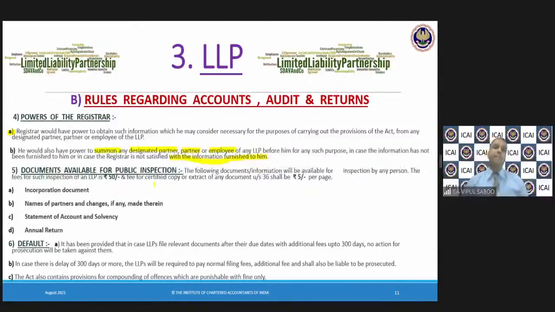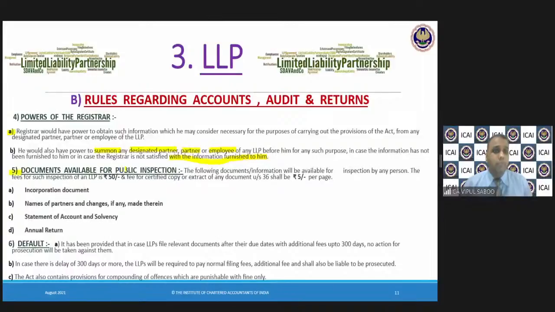You have filed a return on the MCA website, the registrar has got it, and he is not satisfied with the information furnished by you. It is in contradiction to what you have filed earlier. So he may ask for it. He may summon anyone, the employee, the partner, the designated partner. Or you have completely forgotten to file your returns. Okay, you have not filed your returns. In that case, he'll definitely call you up. Why are you not filing your returns? Why are you not regular in filing your returns?